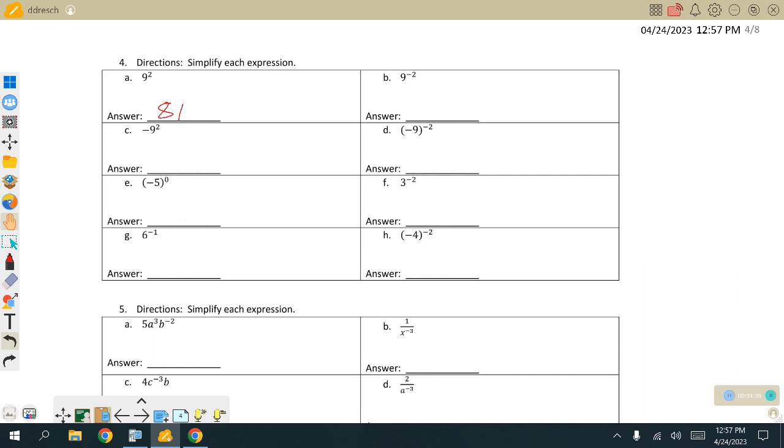But it looks exactly the same on letter B, but it's not. I better hear something. 9 to the negative 2 becomes 1 over 9 squared, correct, which is great. Or you could rewrite this as 1 over 81. And I will take either answer. Okay, either answer is great. I'm fine with either one. Okay, how about the next one?